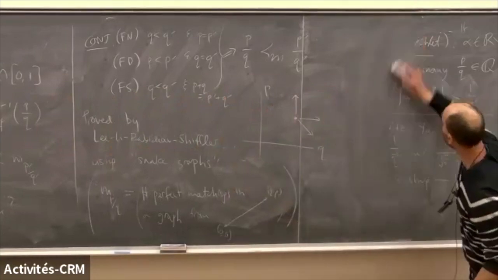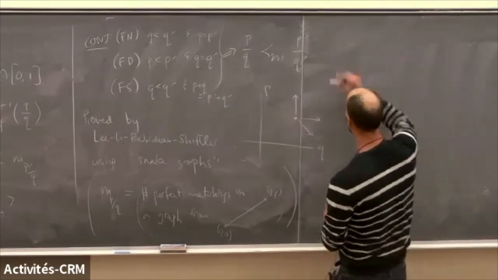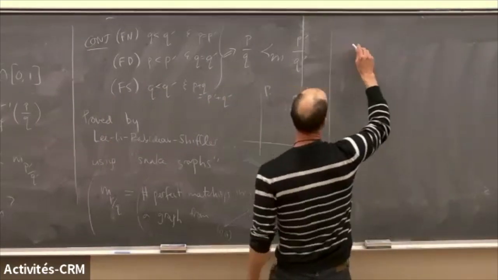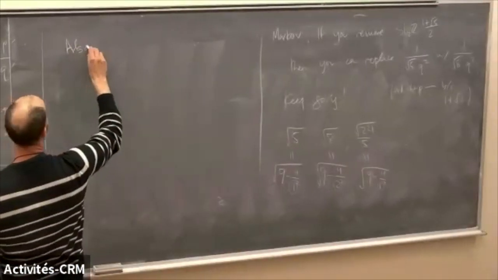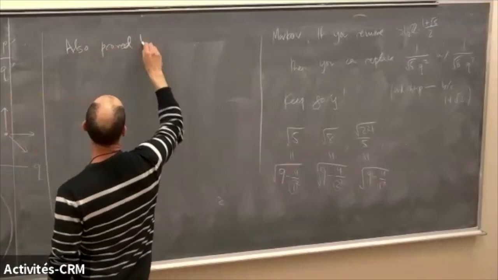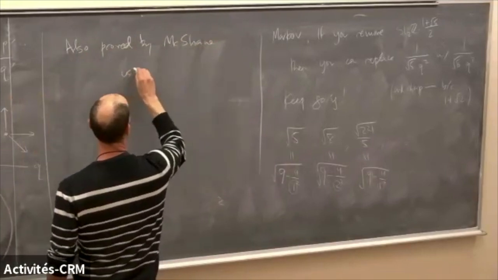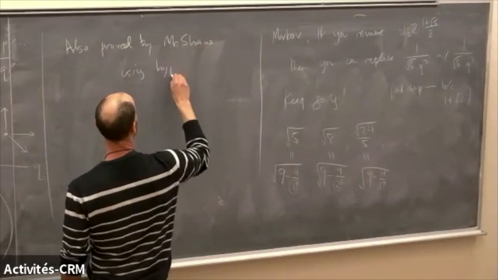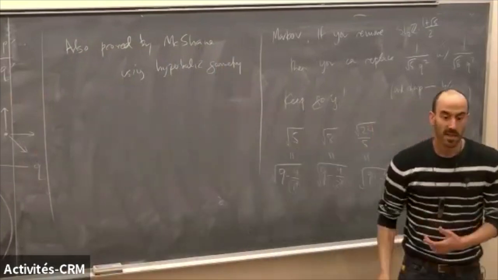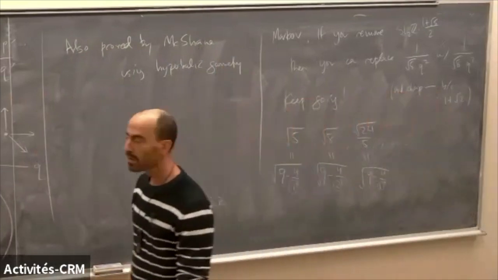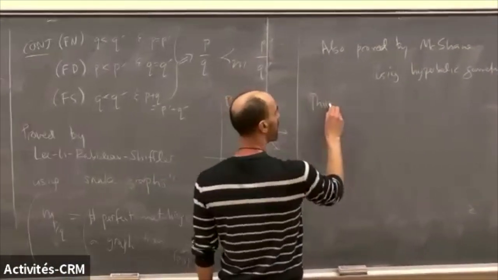Okay, so then subsequently, a different proof that I find much more transparent and beautiful. This was also proved later by McShane using hyperbolic geometry. So of course, that's the one that I want to focus on. And if you use McShane's point of view and push a little bit, then you can prove the following theorem.